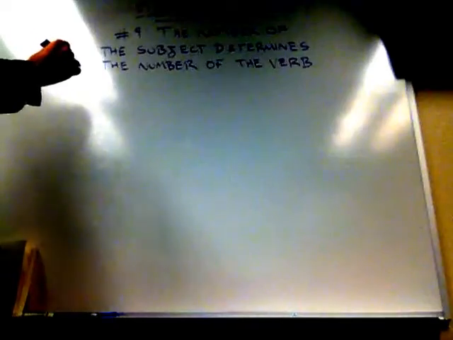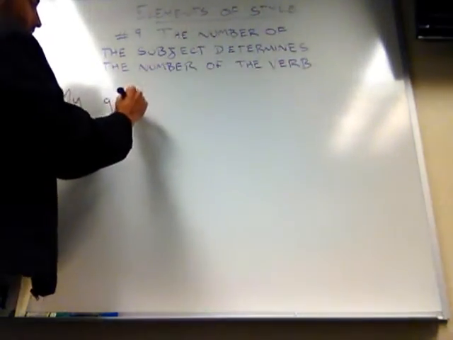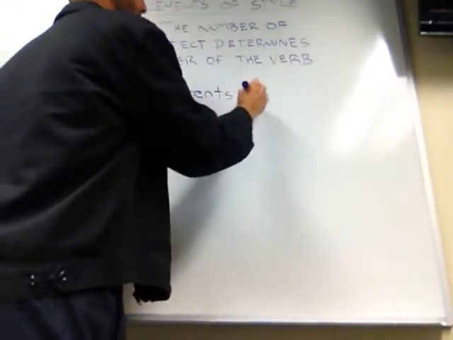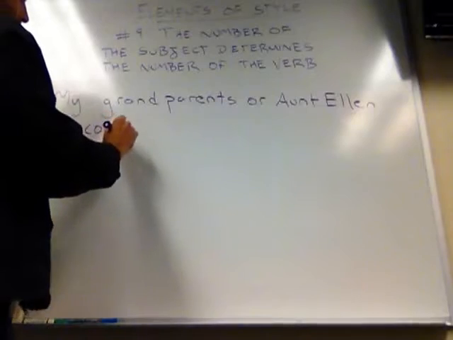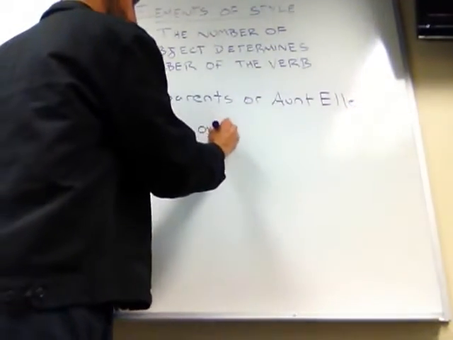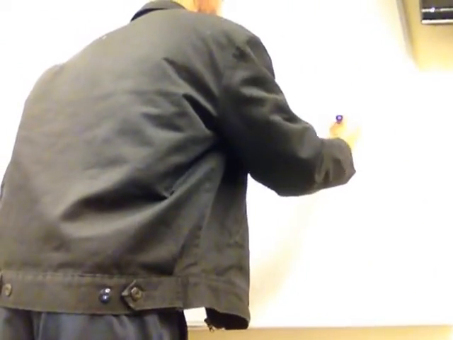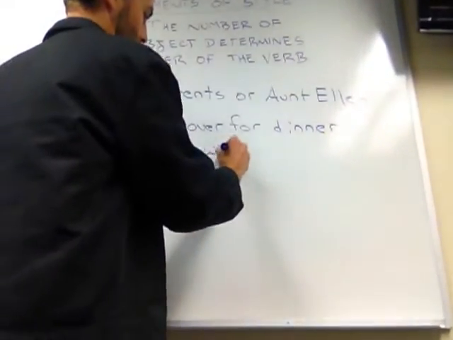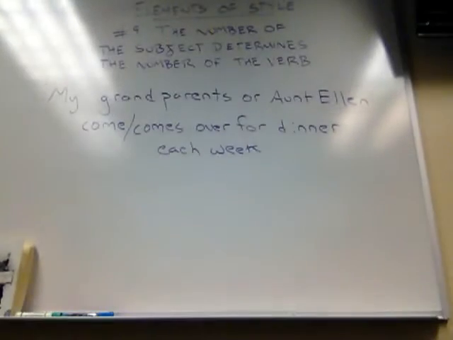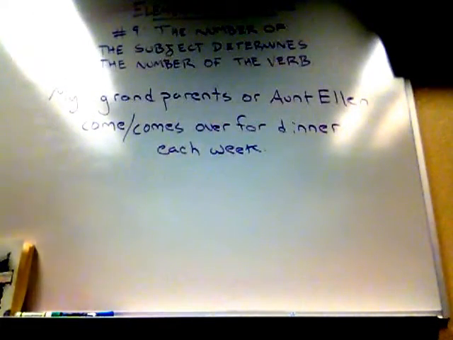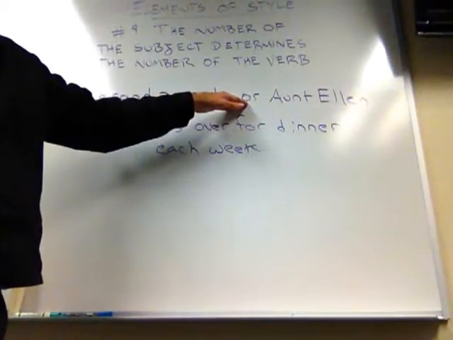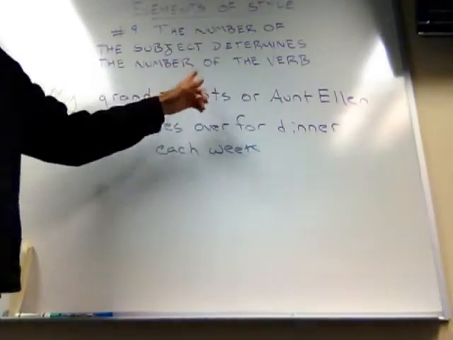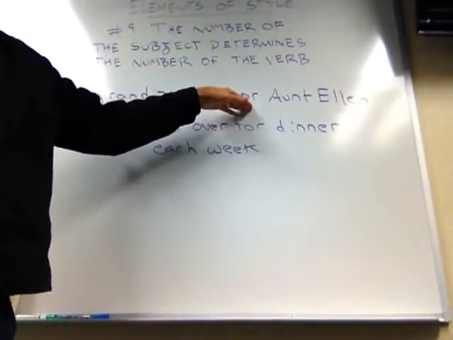But what about when it's this? Let's say my grandparents or Aunt Ellen, and we'll say, is it either come or comes over for dinner each week? It's tough, right? We don't know. Most of the time we would just use the plural verb because it sounds like it's two subjects, right? But it's really not two subjects because it's or. It's not and. Right? It's one or the other. Apparently Aunt Ellen and your grandparents don't like each other, right? It's never both, or you'd say and. Okay, it's one or the other.